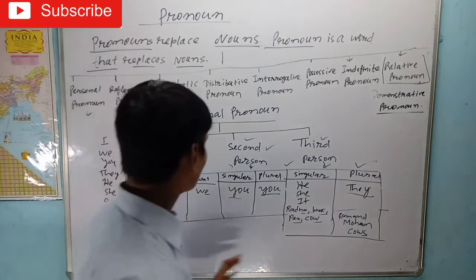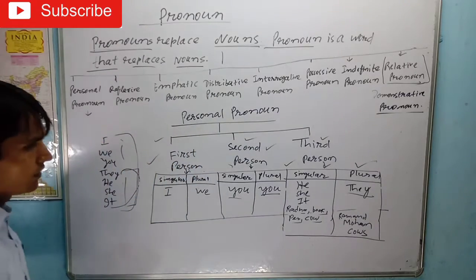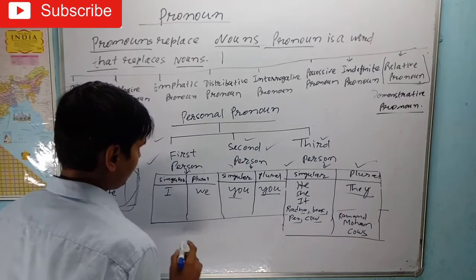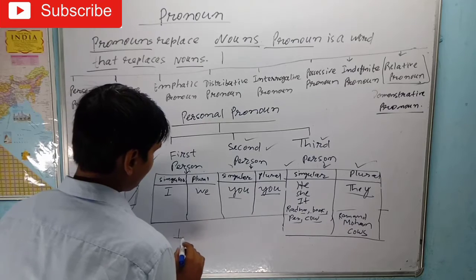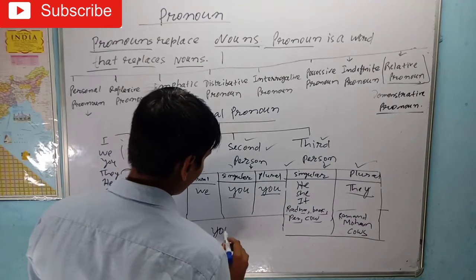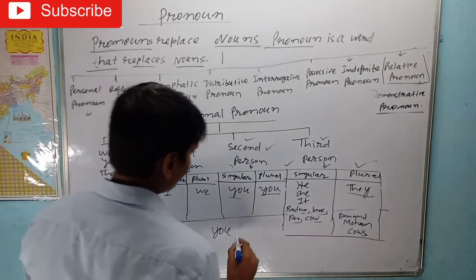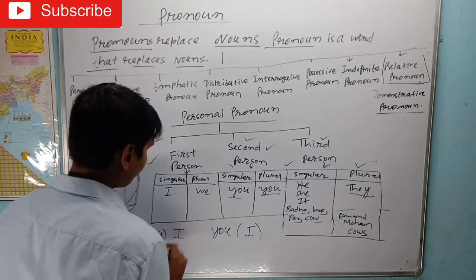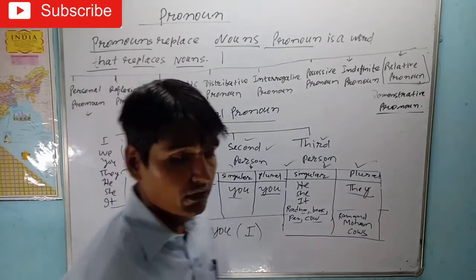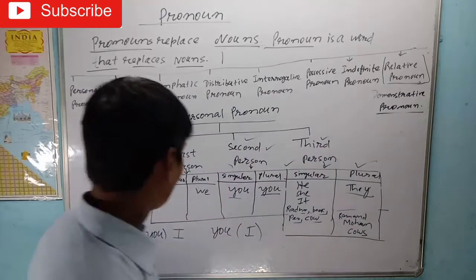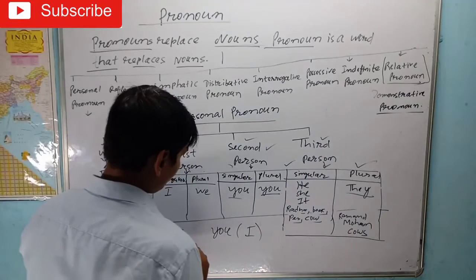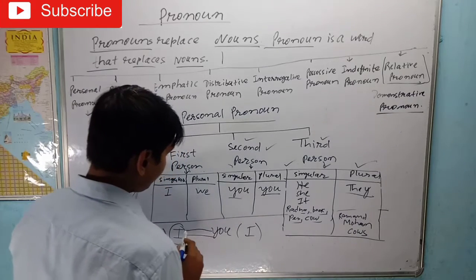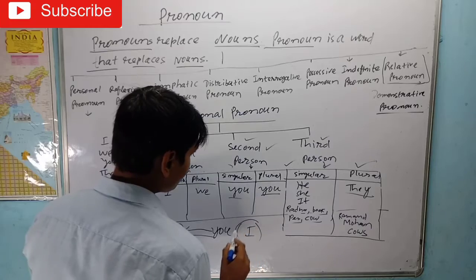Now, how to find out the first person, second person, and third person? I have already written this in a table, but you can see that here is I, here is you, and sometimes you becomes I, and sometimes I becomes you. In what cases, under what condition, does I become you, and you become I? You can see here. When the I will speak to you, I will always be first person. But when you will speak to I, you will be first person.